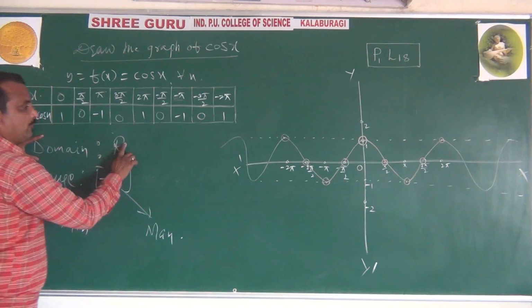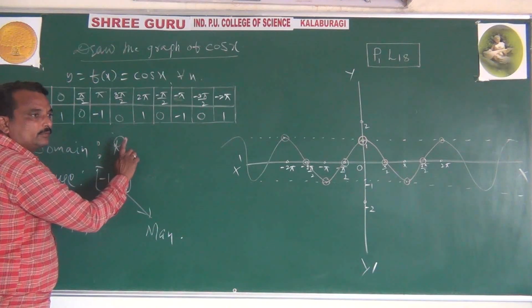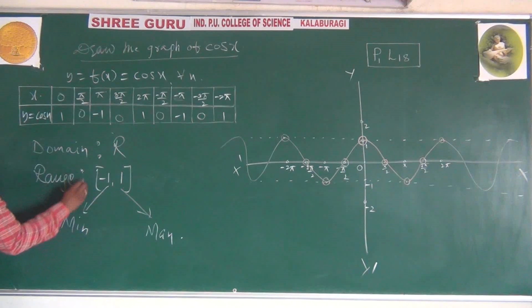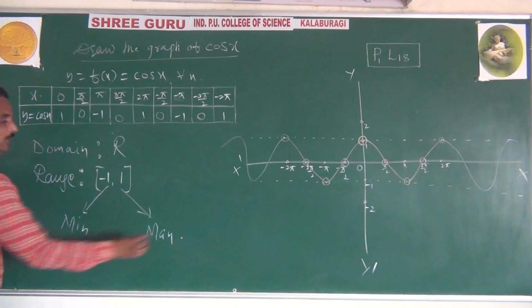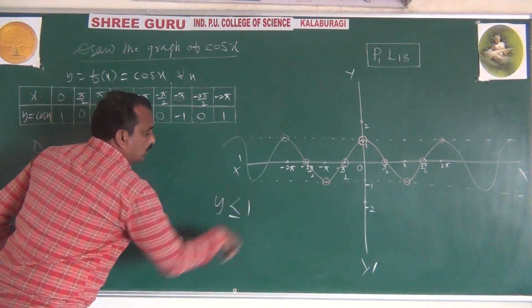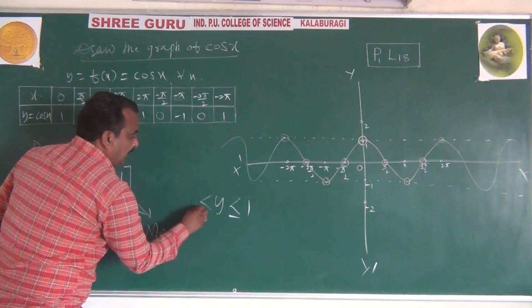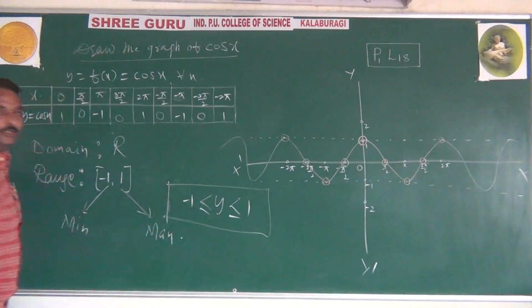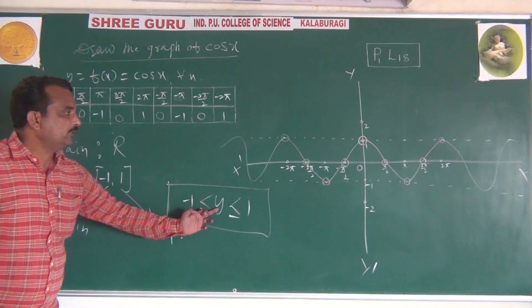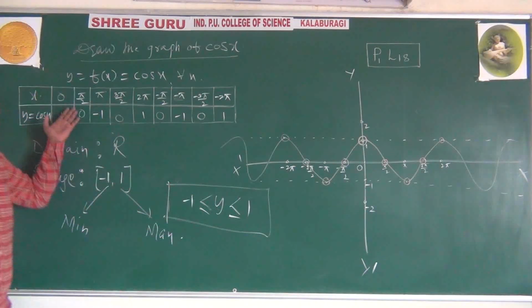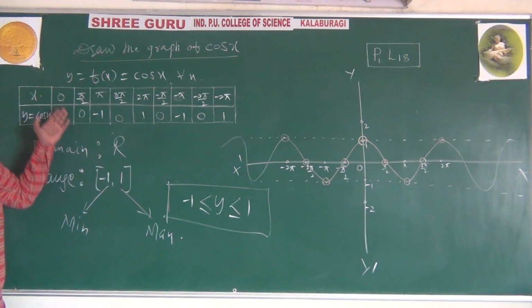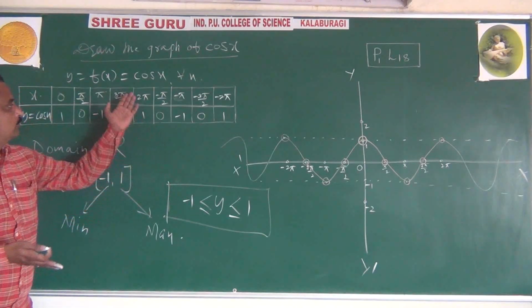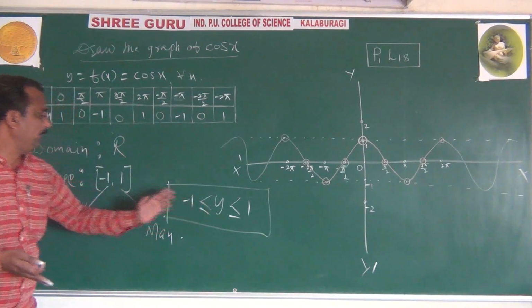Domain is the set of all real numbers, and range is in the closed interval from minus 1 to 1. So the y value is less than or equal to 1 and greater than or equal to minus 1. Y means the range: whatever x value we give, we calculate the y. The first value is the domain, and given the domain values, we get the range, minus 1 to plus 1.